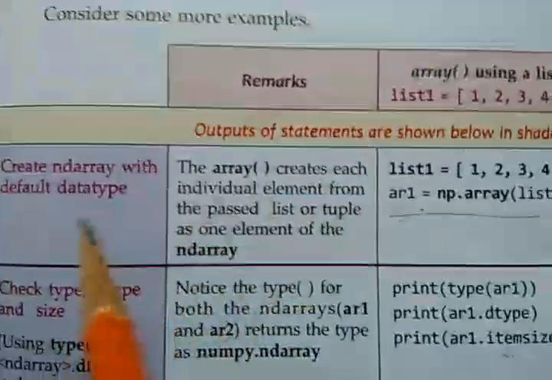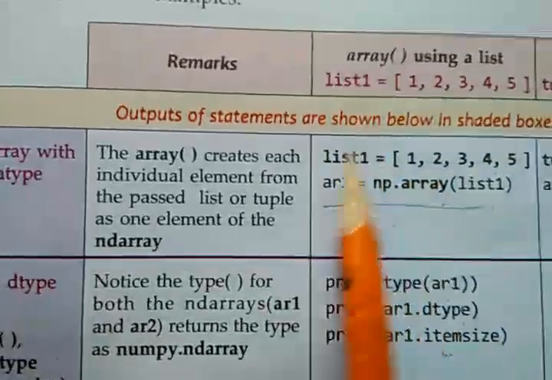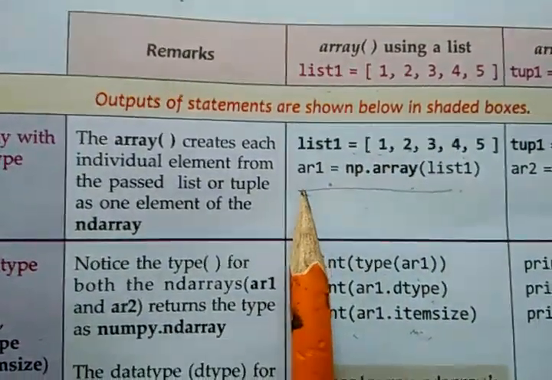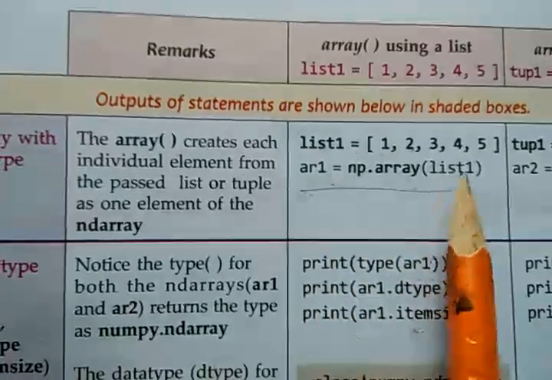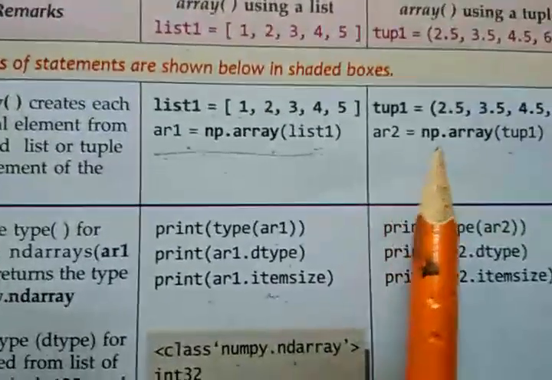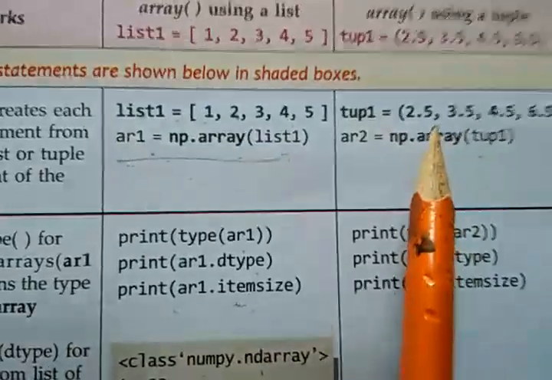In the first, we are creating an ND array with a default data type. Suppose the list is 1, 2, 3, 4. So we will create array1 with np.array of the list. In the second, this is the tuple, and we are creating array2 with the help of the tuple. The values in the tuple are decimal values.